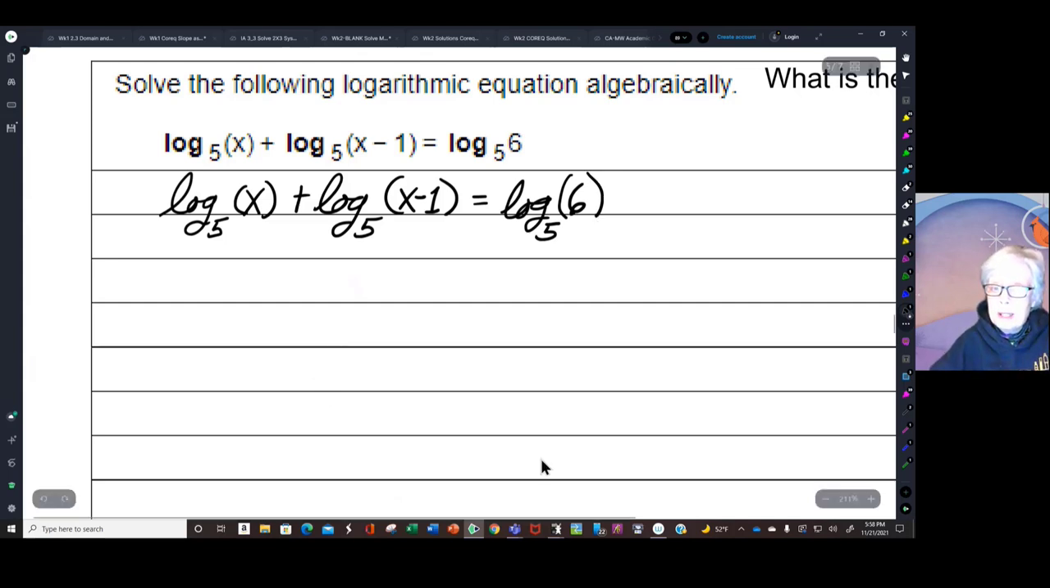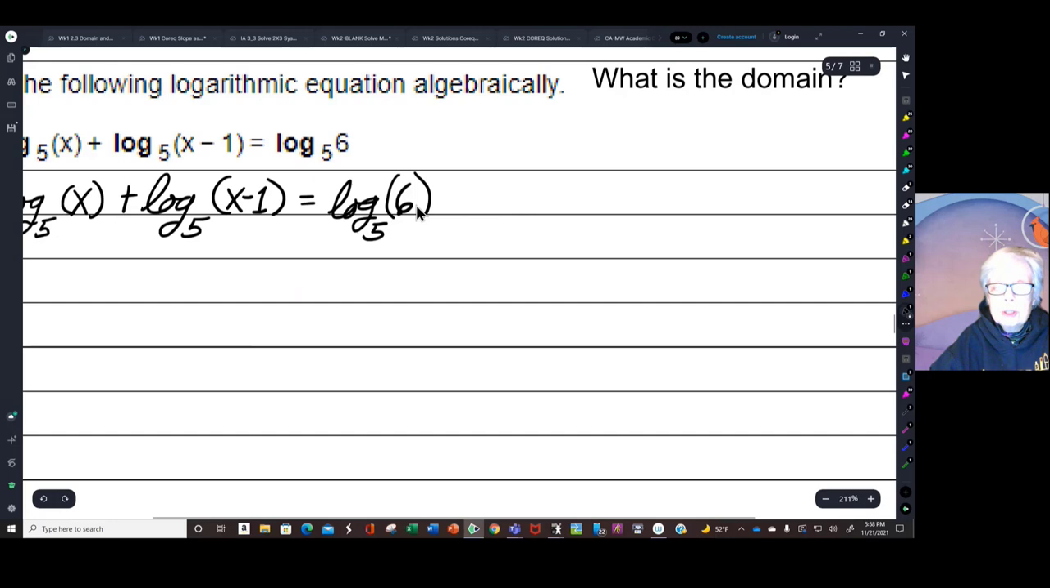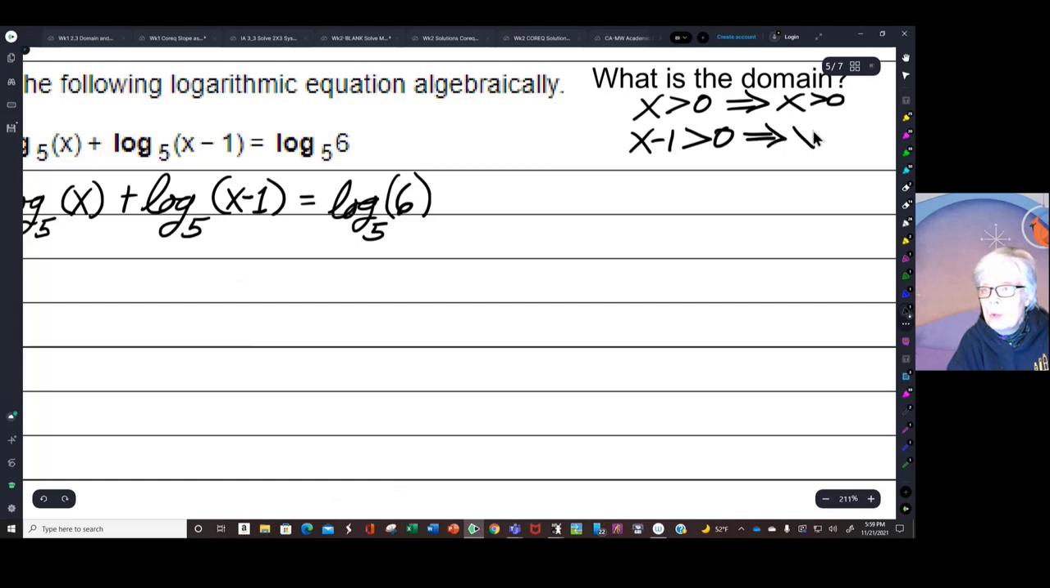Okay, I've got to find my domain. There's no x in this one, so I don't even pay attention to it. This is just the number 6. Okay, x has to be greater than 0, and x minus 1 has to be greater than 0. So x has to be greater than 0, and x has to also be greater than 1 at the same time.